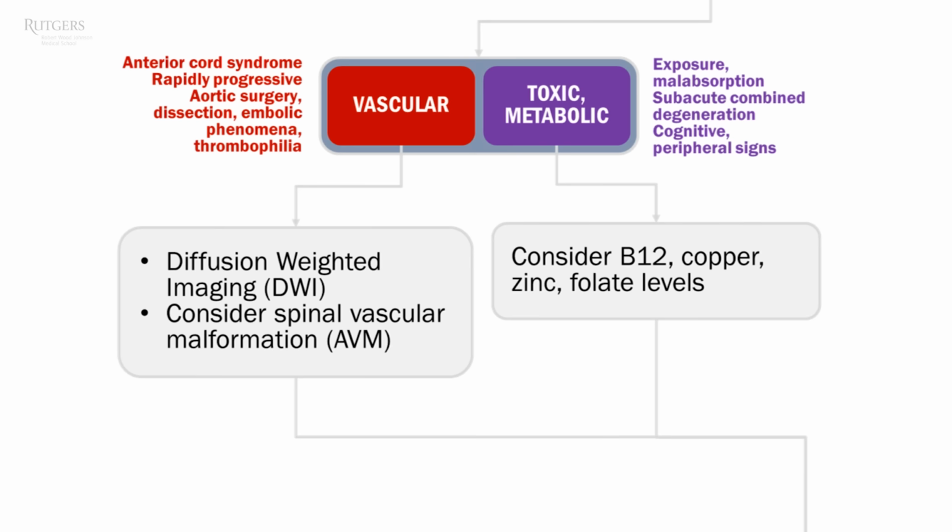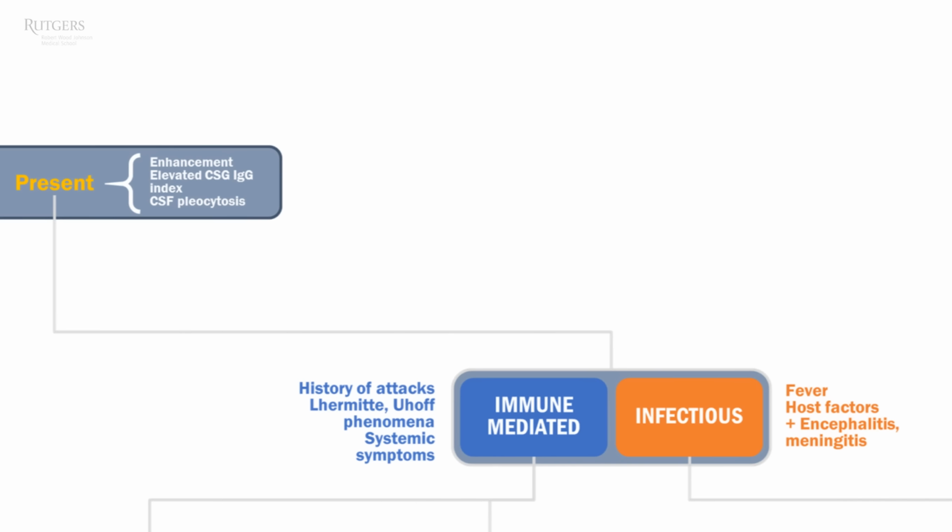Now, let's say CNS inflammation is present: high protein, CSF IgG synthesis, white cells. Then you're dealing with immune-mediated or infectious pathologies. How do you suspect infection? Well, fevers, host factors predisposing to certain infections, and additional meningitis or encephalitis. You would need to send a slew of CSF labs to isolate the actual infectious organism.